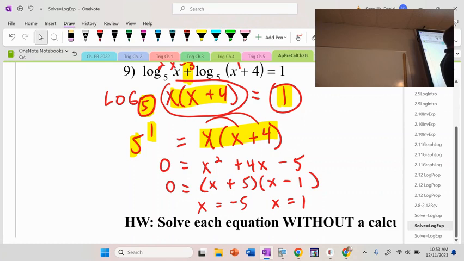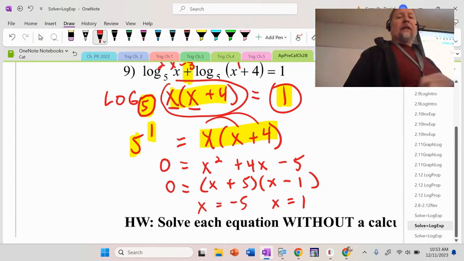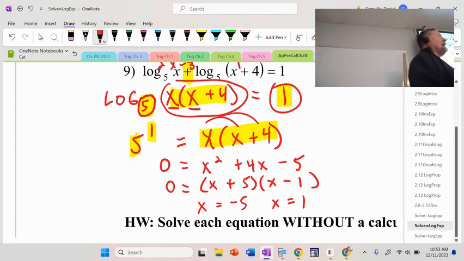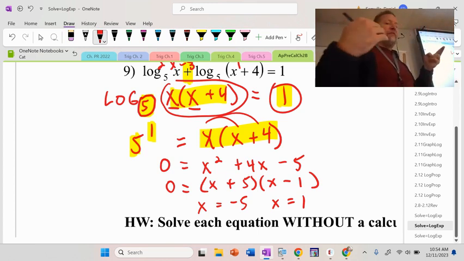If I put -5 here, and I'm pointing over here, you can't see my face or the screen. If I plug in -5 here, then I get -5 times -1. What's -5 times -1? Okay, 5. That took a while. People are getting their calculators out. But before that, what's log base 5 of -5? That doesn't work. Don't you dare say -1, because that's 1/5.